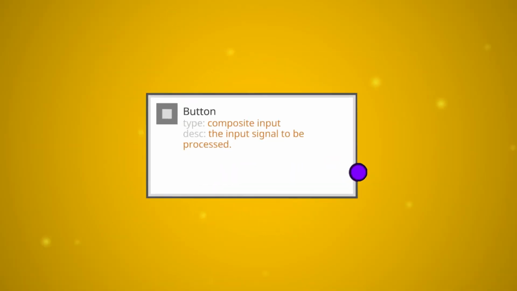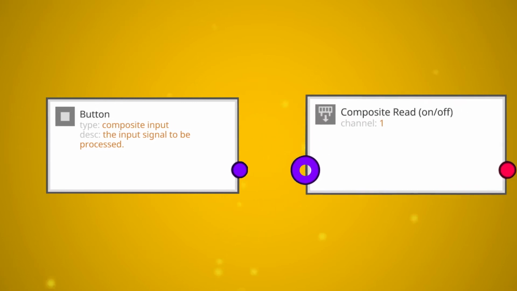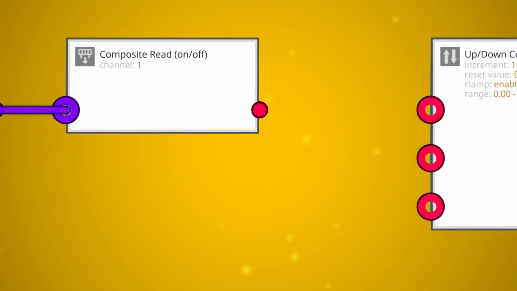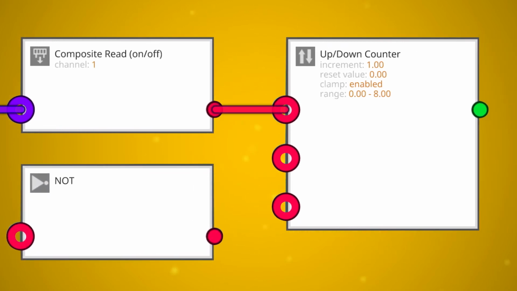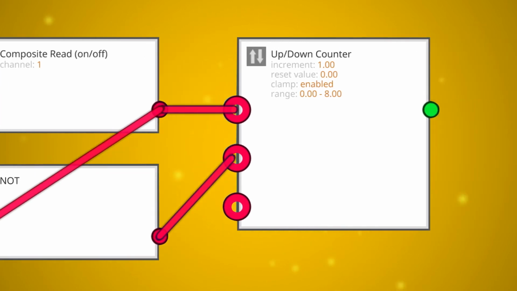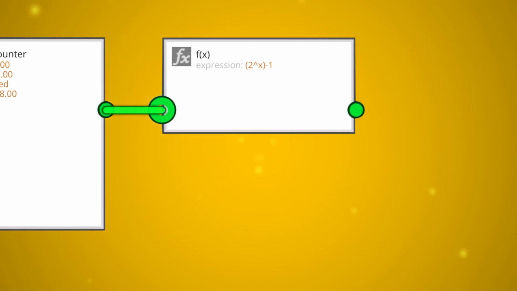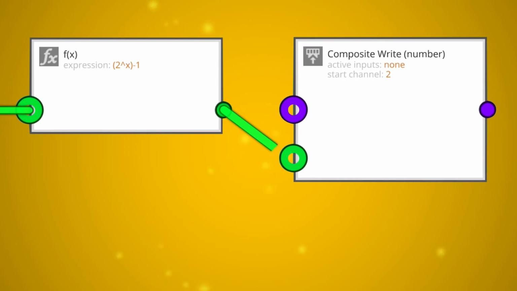To turn the indicator on and off, we need to first read the composite channel of the switch, then place an up-down block that counts up from 0 to 8 in increments of 1. Then reverse the signal into the down port of the block. This will count back down to 0 when the flip switch is turned off. Finally, make sure to enable the clamp.